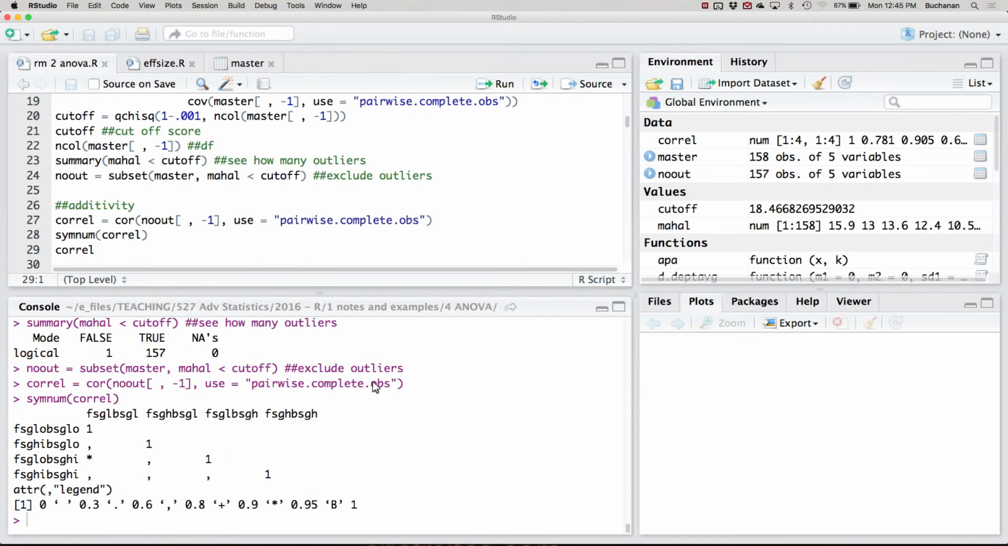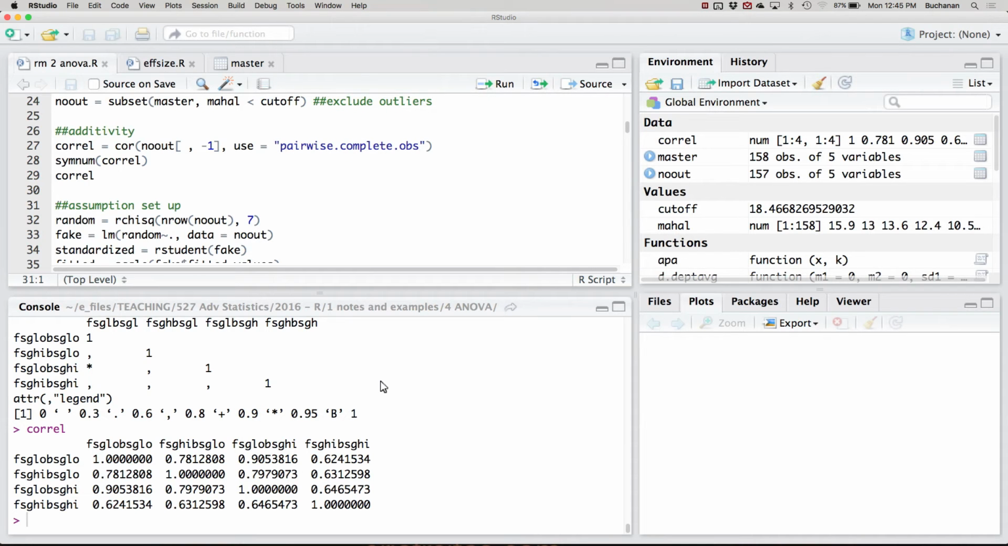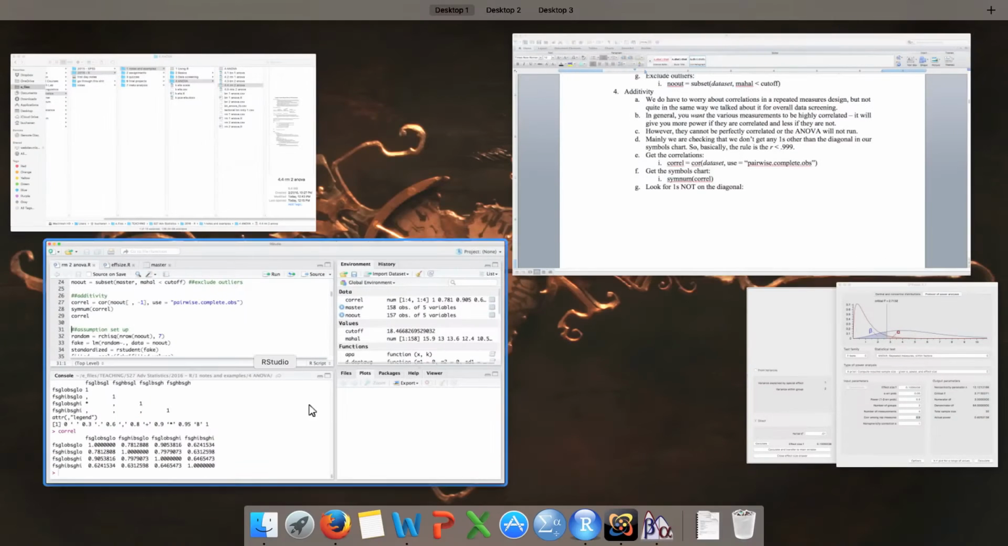Okay. So we're going to look at our symbols for numbers chart, and we ignore these. That's it correlated with itself. And we're looking at these. So they are correlated, but not too bad. And then I can look at the correlations here, and I overestimated for power, right? So 0.62 is actually my highest one.